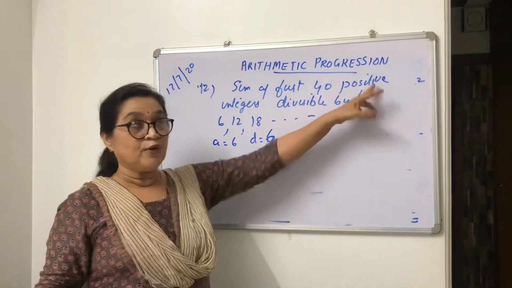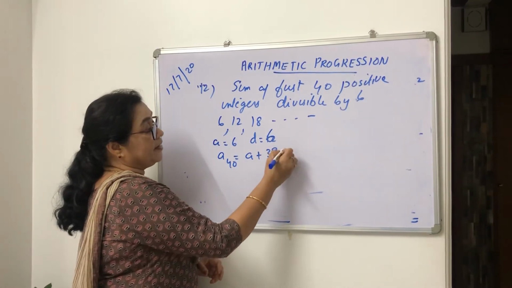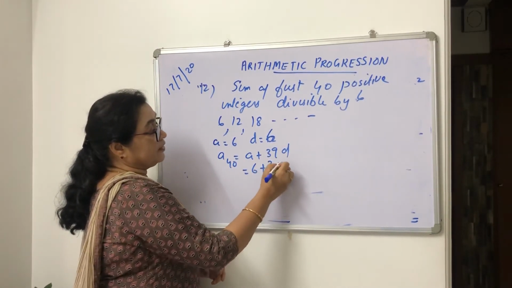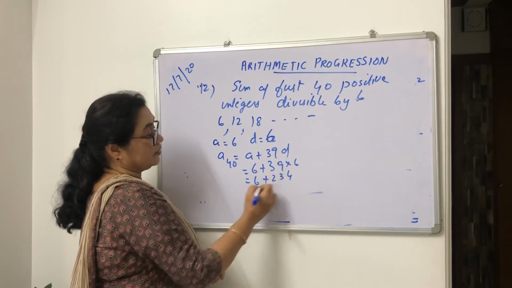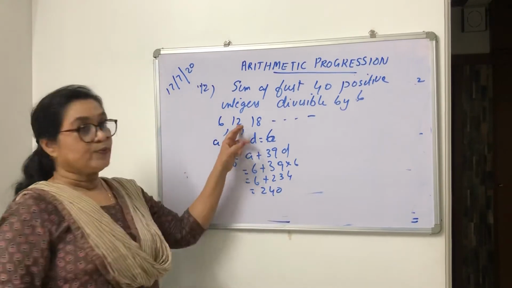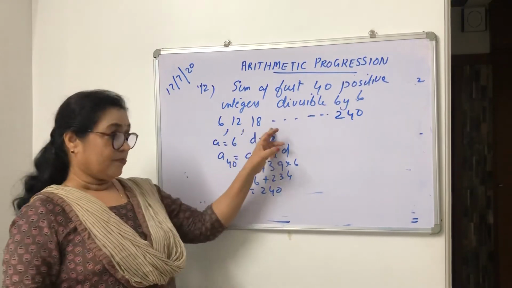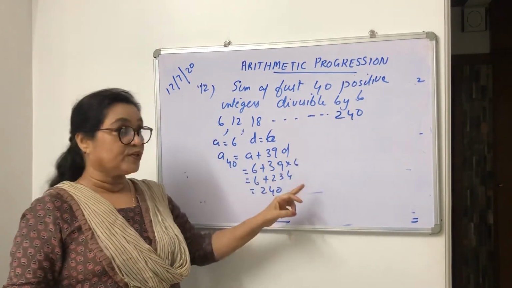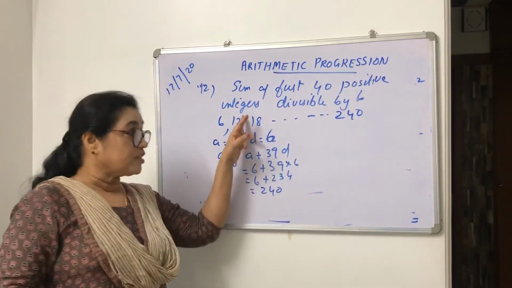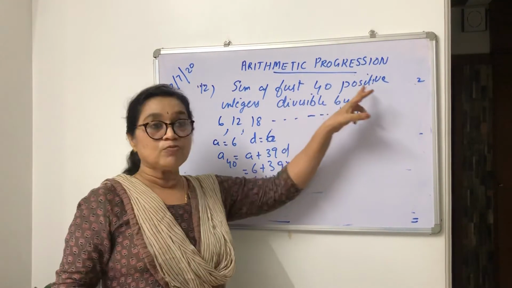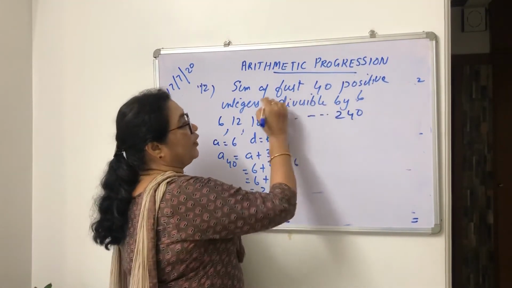Then you need to find out A40. A40 is A plus 39D, which is 6 plus 39 into 6. This is 240. So in this AP, the last term is 240, because you need to get the first 40 positive integers divisible by 6. So A40 is that.